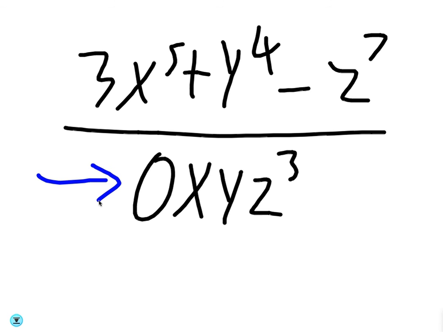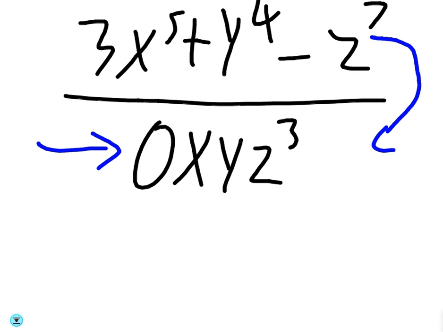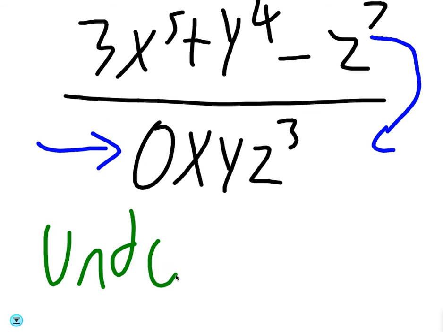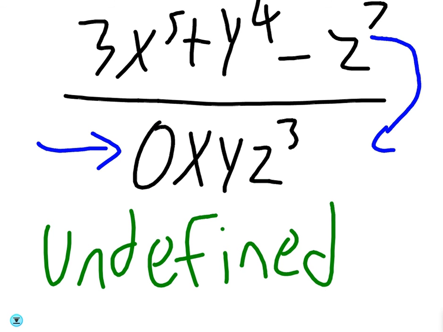0 times anything is 0. If you have something that's not 0 and you divide by 0, that ends up being undefined. Right, you can't divide by 0. 0 doesn't go into another number. 0 doesn't go into 9, it doesn't go into 7. No matter how many times you multiply 0, you're always at 0. So that's an undefined one.